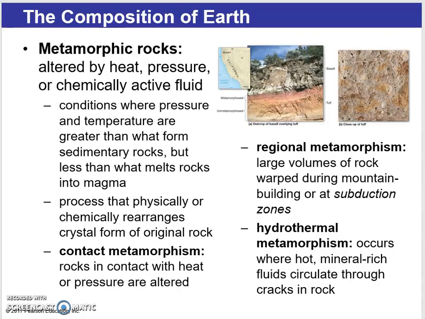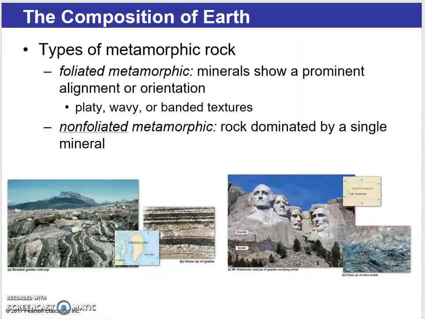Metamorphic rocks are formed by heat and pressure, chemically active. So essentially we see the pressing occurring down to form rock. As we go further down into the Earth, we see more pressure. Types of metamorphic rock, we have Mount Rushmore as a sample. We also see some in Greenland on the left.